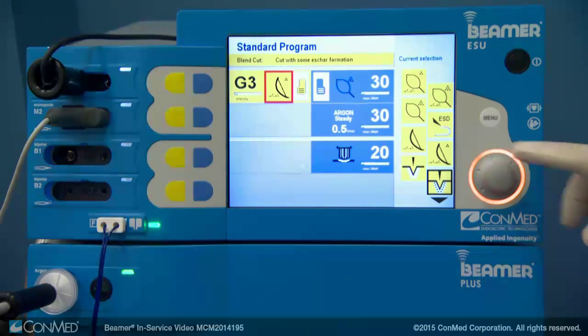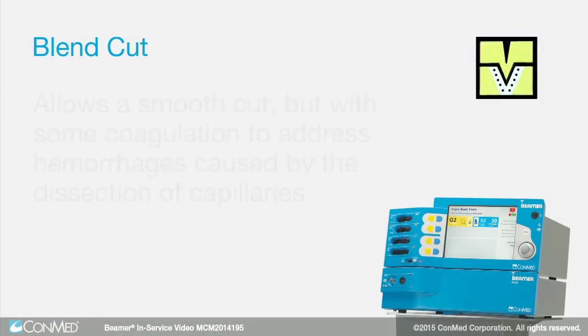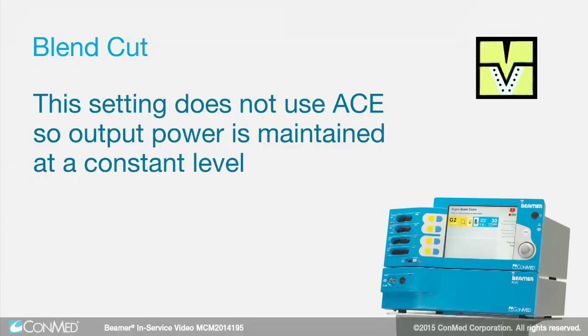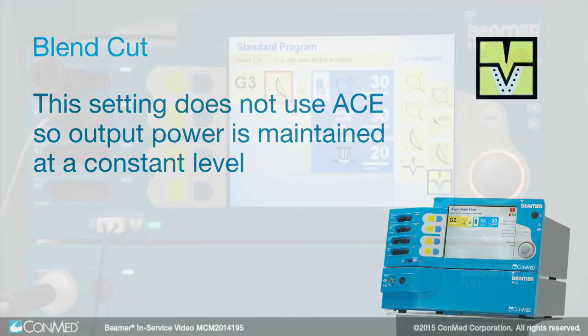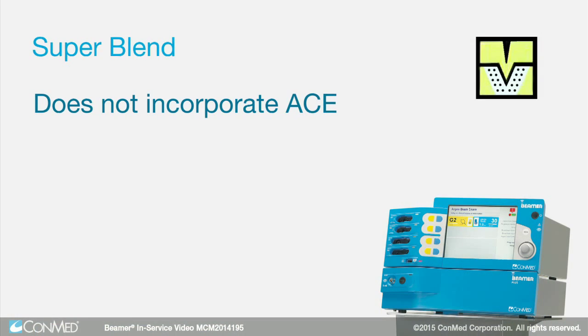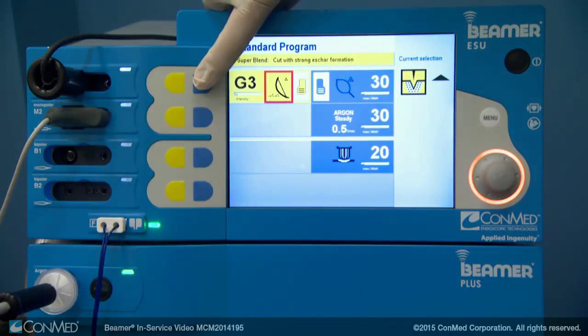The next current is Blend Cut, and it delivers a cutting current with a medium SCAR content. This allows a smooth cut, but with some coagulation to address any hemorrhages caused by the dissection of capillaries. This setting does not use ACE, therefore the output power is maintained at a constant level. The last cutting current is Super Blend, and this is a cutting current with an even greater degree of coagulation compared to Blend Cut. It also does not incorporate ACE, and although it can coagulate extensive hemorrhages, there will be more accompanying thermal damage. This completes the cutting currents.